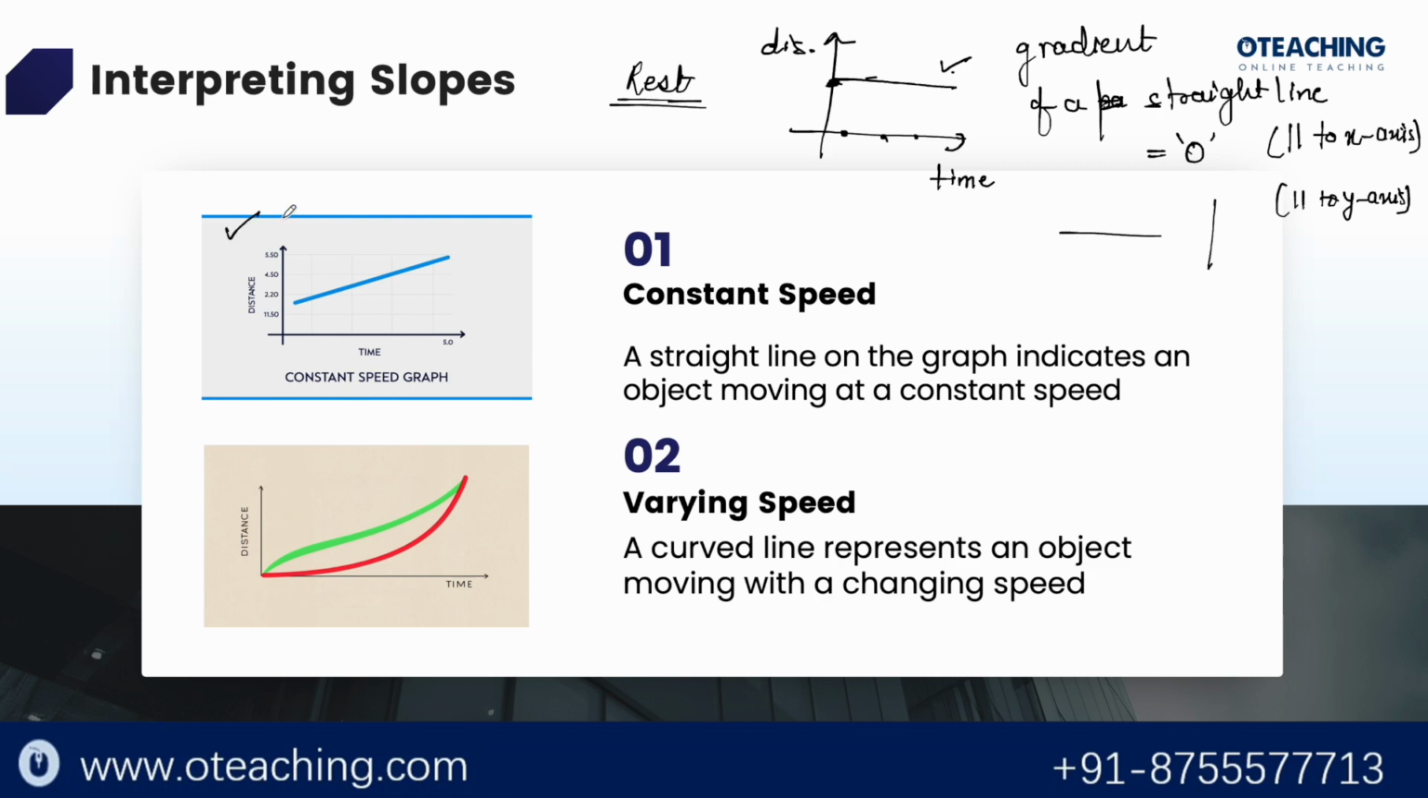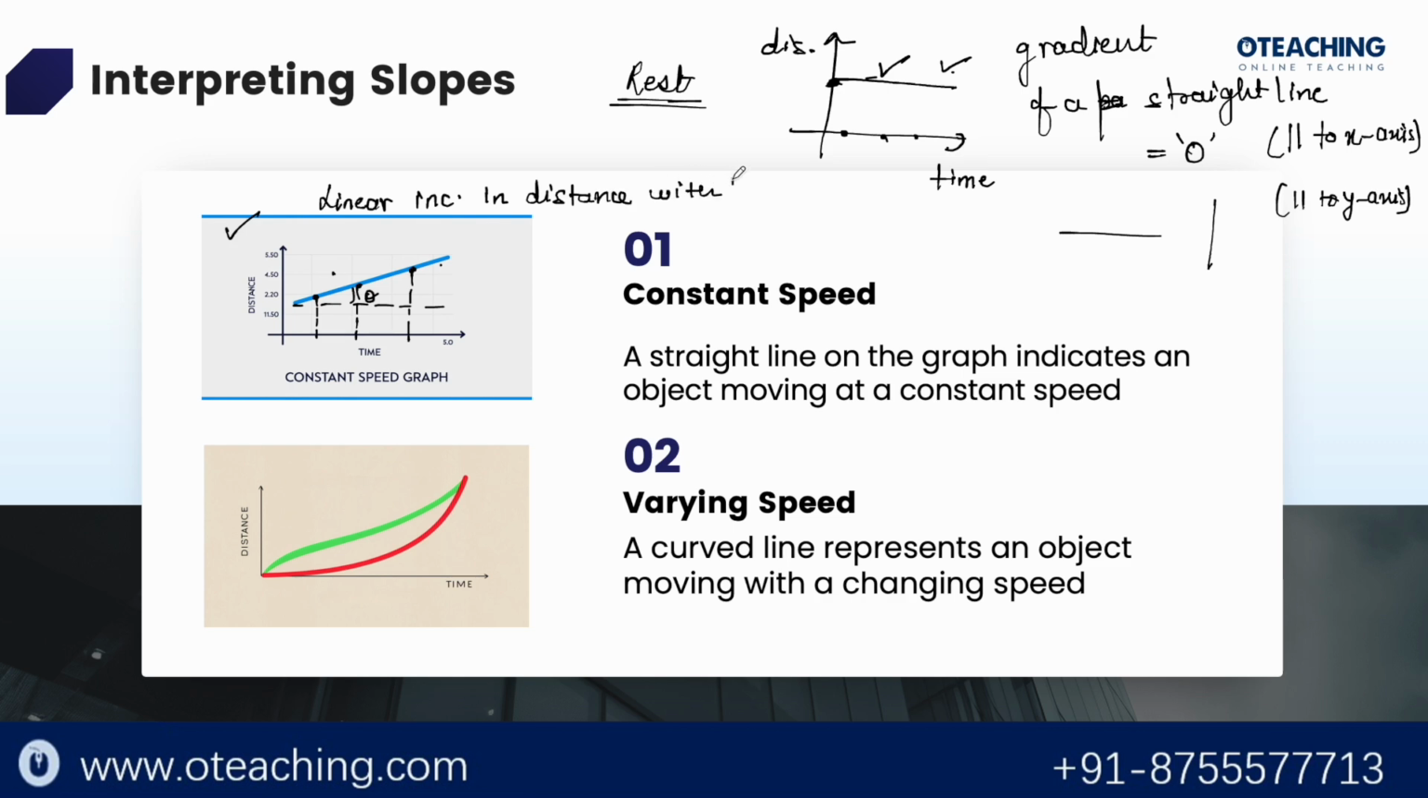But if you look at this graph, its gradient is not 0. This straight line and that straight line are different from each other. It is at a certain angle with respect to the x-axis or the y-axis. It means it is a straight line, but it is a slanted one. So what does this kind of graph mean? That with the time, the distance is increasing. And what does the straight line mean? That it is a linear increase in distance with time.